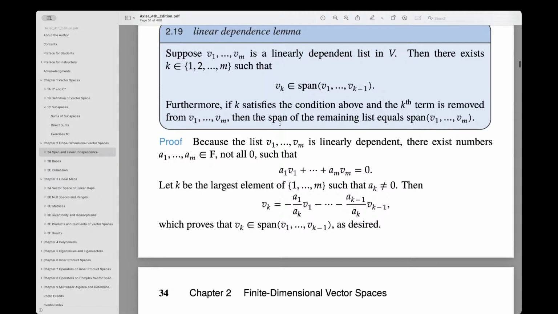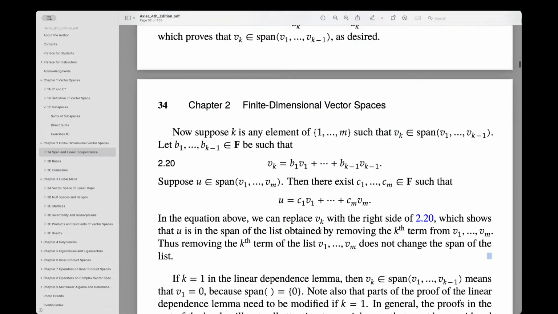If you have any linear combination of the original list v1 through vm, what's happening is that if you replace vk with this expression here, and then you shift some coefficients around, vk basically disappears from the entire thing itself, which means that vk has been thrown out of the span. This is basically the whole idea of the proof. And so vk has been kicked out of the span, and thus the span still stays the same. That basically is the whole idea of the proof.